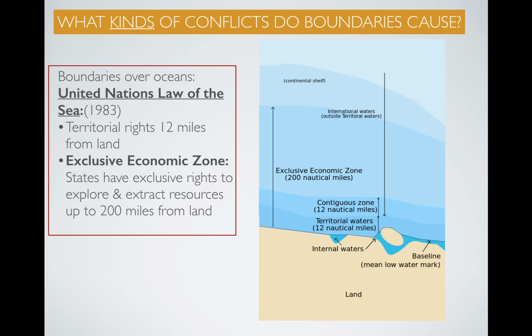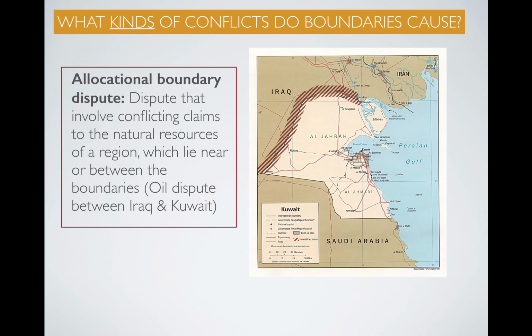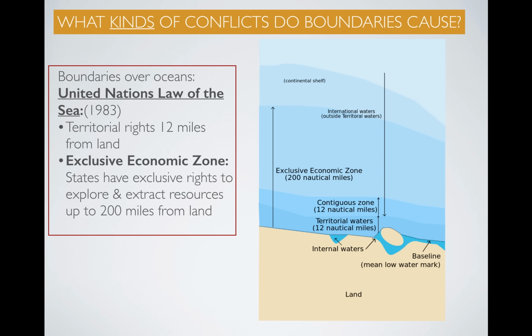So let's go back for a minute. This is again relevant to an allocational boundary dispute, because these are policies intended to prevent allocational disputes. Who owns what at sea was the entire premise, the entire basis of this law. So states own 12 miles off land. They control up to 200 miles off land in their exclusive economic zones.